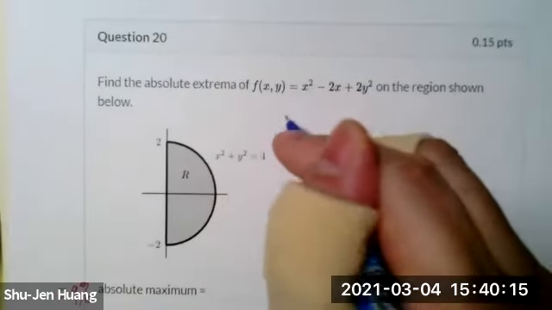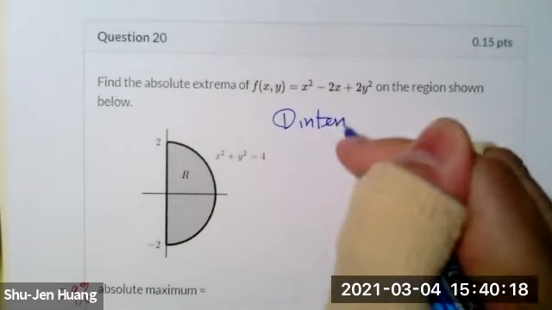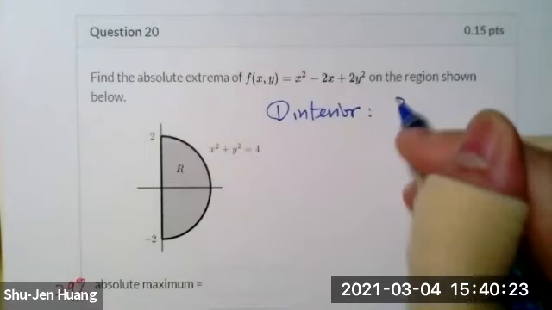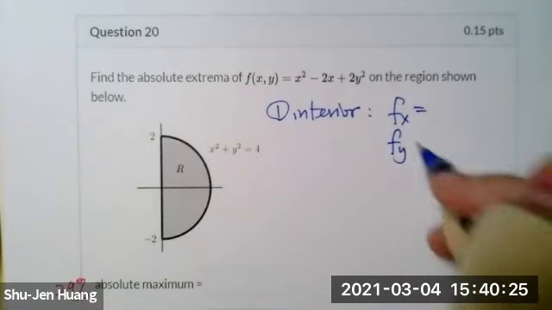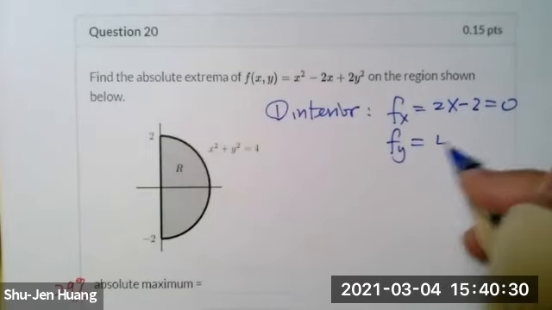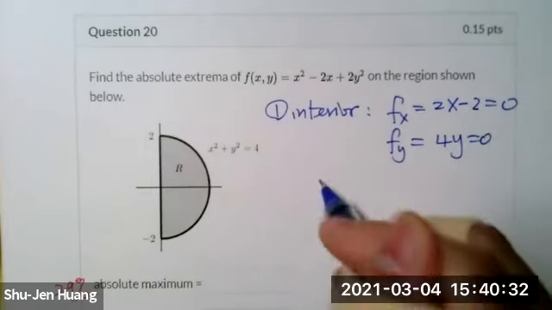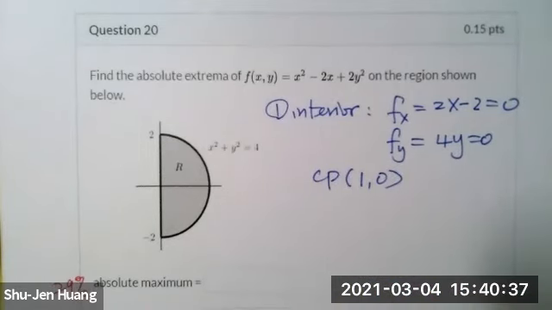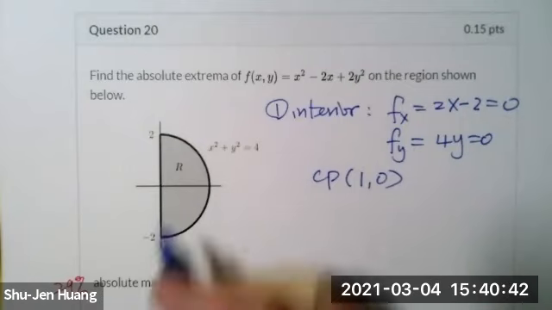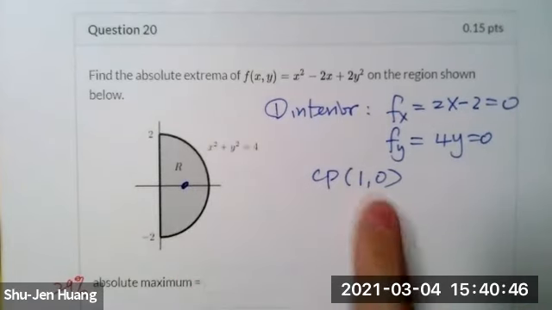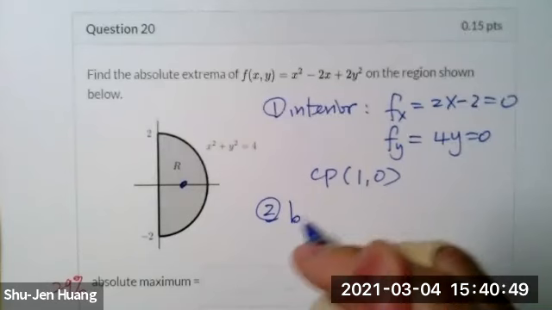So let's do this question. Let's start with the interior. For the interior, we consider the critical points: take the partial derivative with respect to x and with respect to y. We get 2x minus 2 and 4y. So the critical point is 1, 0. Is 1, 0 in the interior? Yes, 1, 0 is in the interior. So that's a candidate.